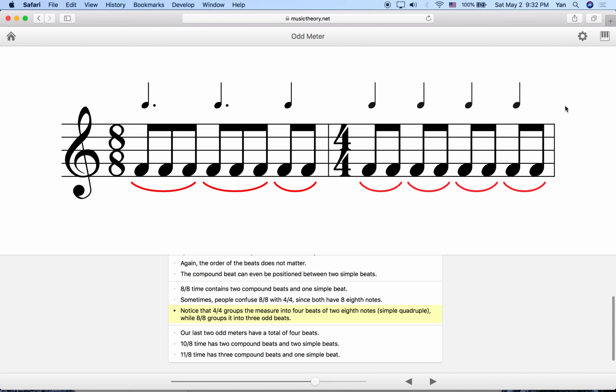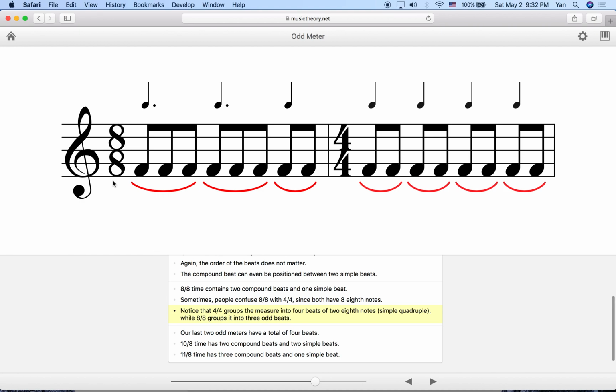1 and 2 and 3 and 1 and 2 and 3 and 4 and 1 and 2 and 3 and 1 and 2 and 3 and 4 and. So you see, same amount of time each bar, but the feel was different and the beat was different to make these groupings of 3, which is just a different way that we can combine the same number of notes.